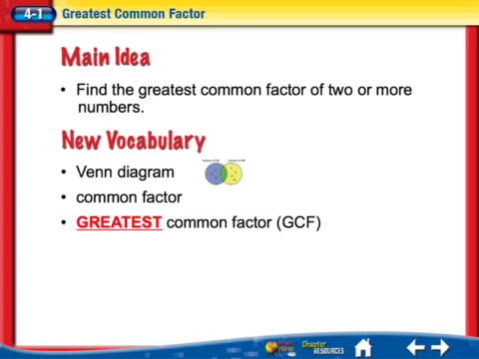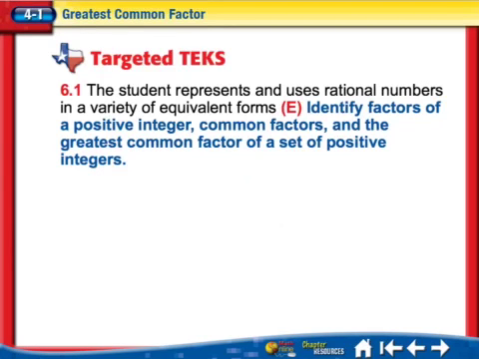Our new vocabulary for the unit, first vocabulary, is Venn diagram. We've been using these for a long time. The common numbers will be in the middle section of the Venn diagram. Common factors are two numbers that are common that you can multiply together to create another product. We'll get more into that in a little bit. And the greatest common factor is the greatest number of all the common factors for a set of numbers. Here's our TEK for the unit. It's 6.1e.